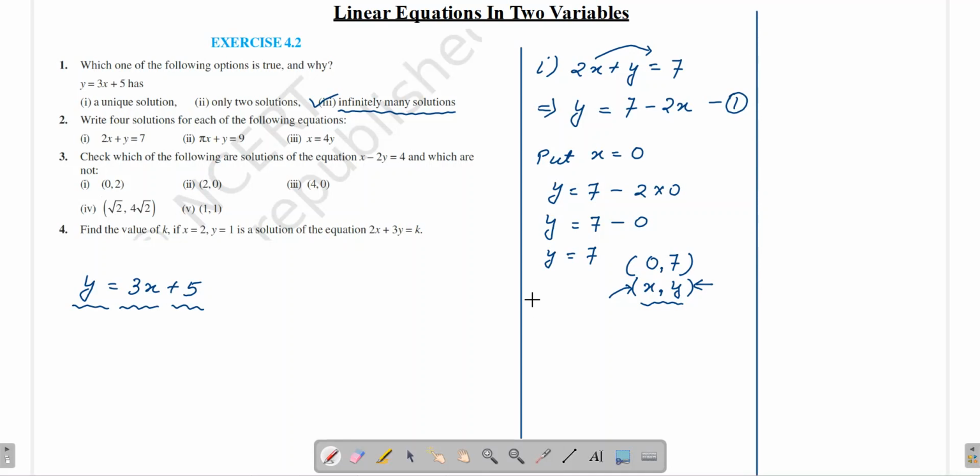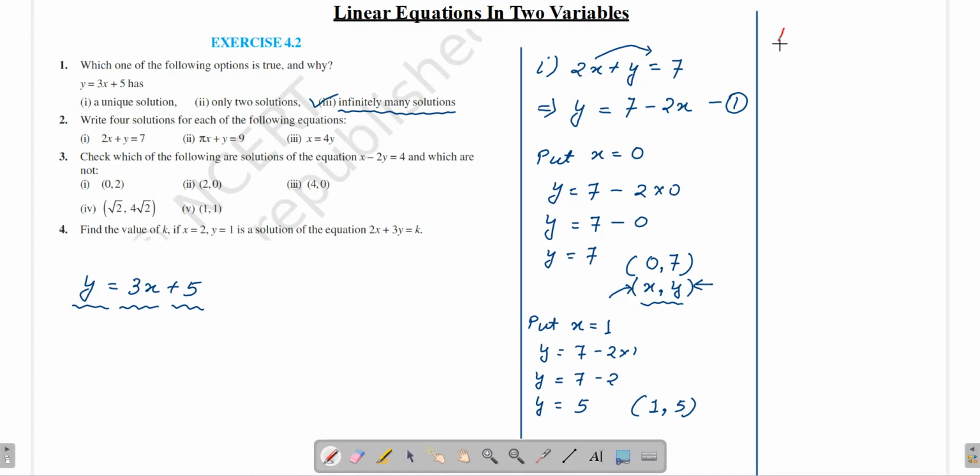We can put x as 1. You can put any value which you wish to. I am just taking simple values, x as 1. So it gives us y is equals to 7 minus 2 into 1. That gives us y is equals to 7 minus 2. That gives us y is equals to 5. So the second solution is 1, 5. You can put the negative values as well, don't worry about that. So let us have negative values also.